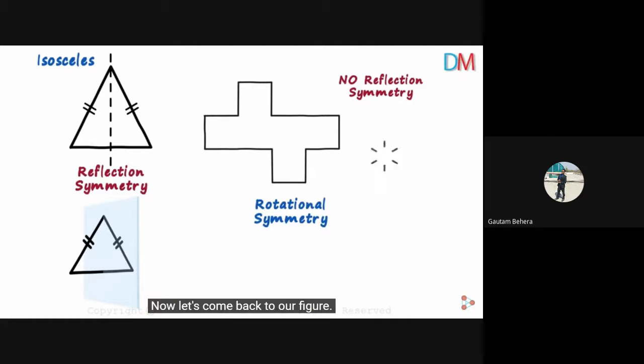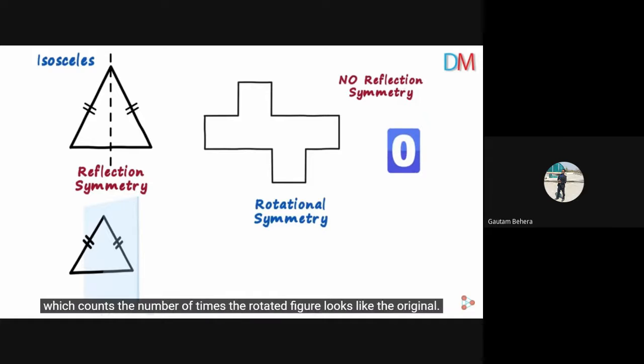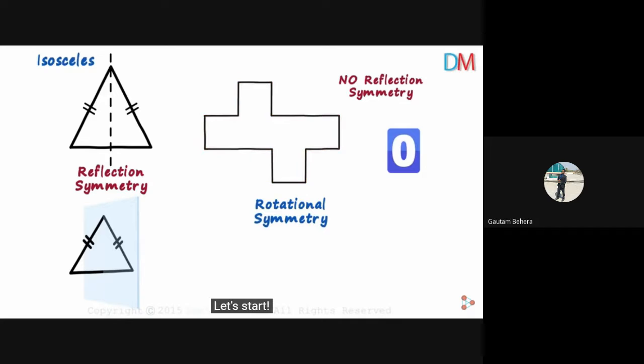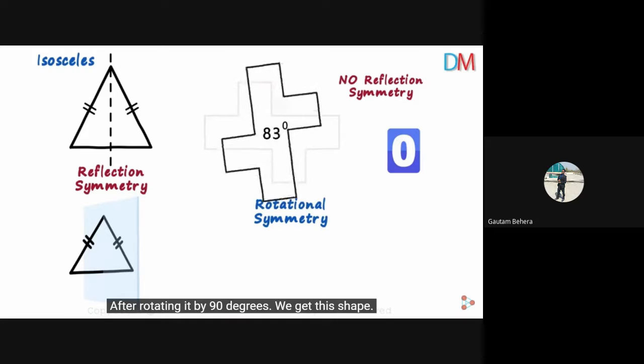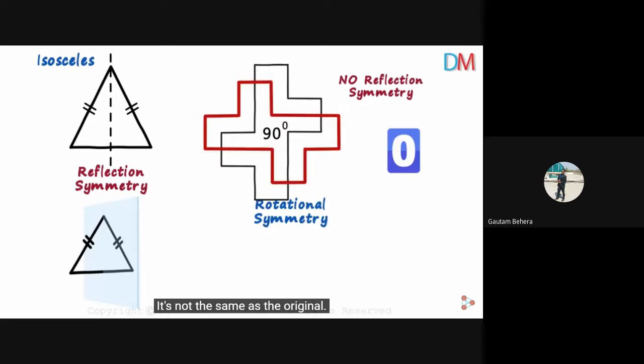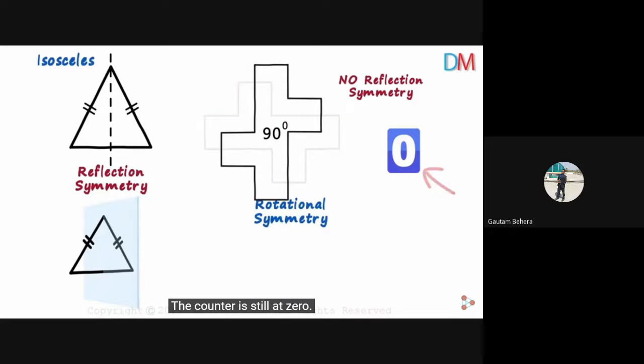Now let's come back to our figure. We rotate the figure completely around the center point once and see how many times it looks exactly like the original one. Rotating it completely means rotating it by 360 degrees. Let's have a counter on the right which counts the number of times the rotated figure looks like the original. Let's start. Now the figure rests at 0 degrees. After rotating it by 90 degrees, we get this shape. It's not the same as the original. The counter is still at 0.